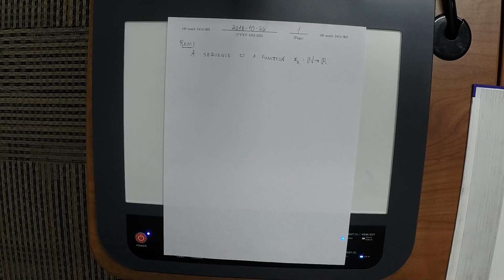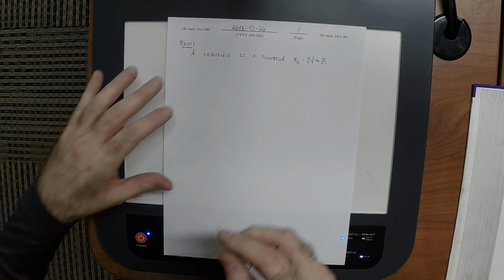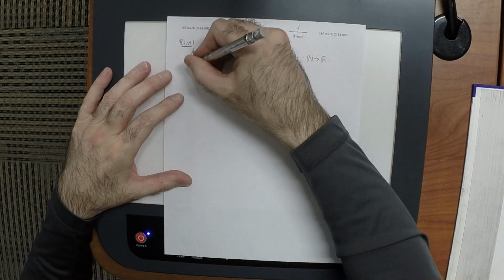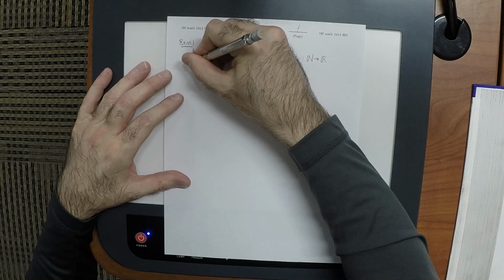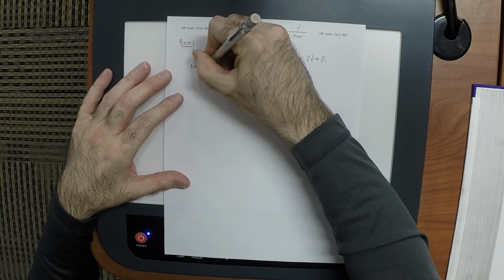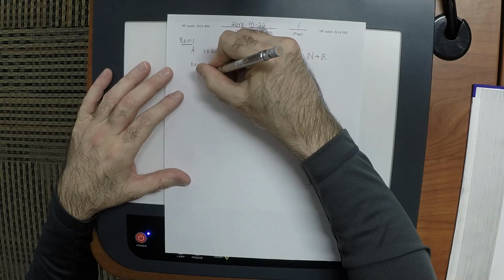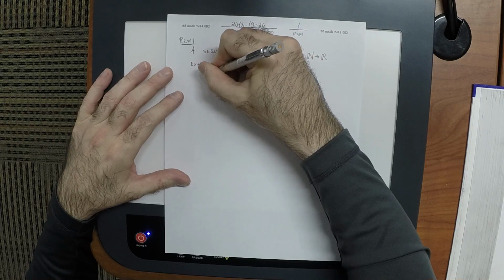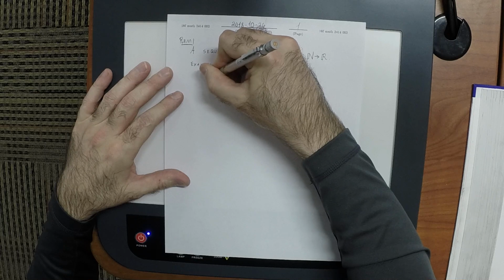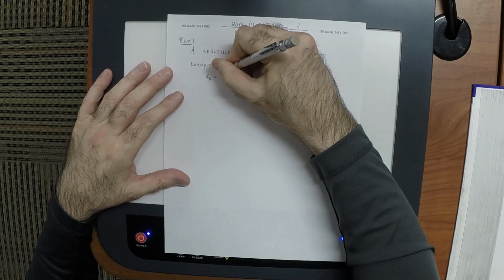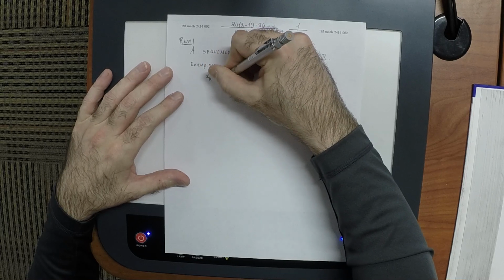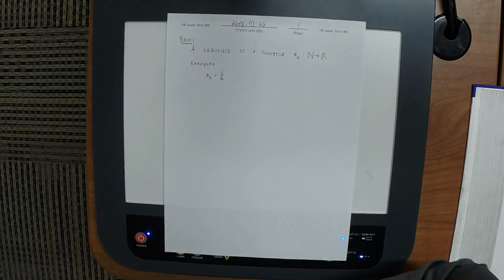Some sequences, of course, are defined only on a subset of the naturals, like maybe just the positive naturals. So an example, one that we want to know by name anyhow, would be x sub k is 1 over k.